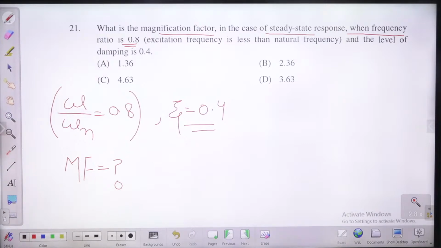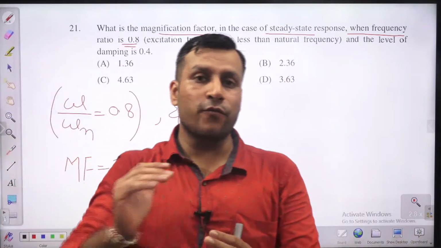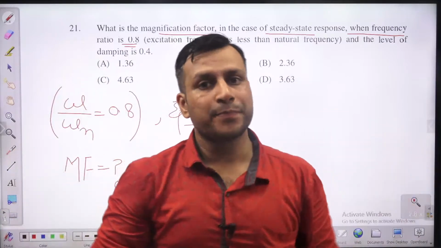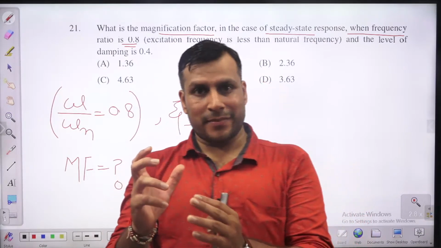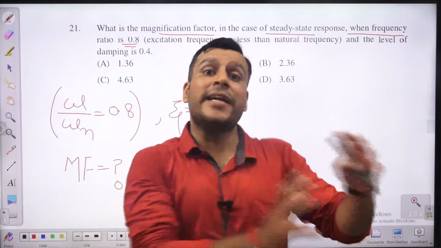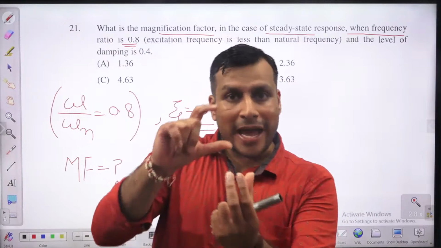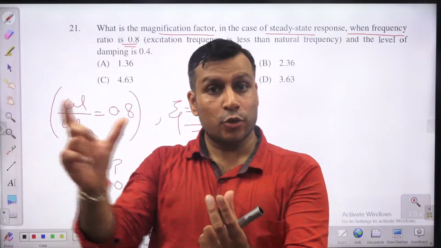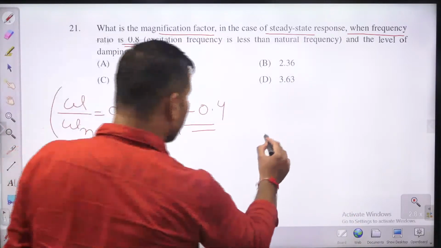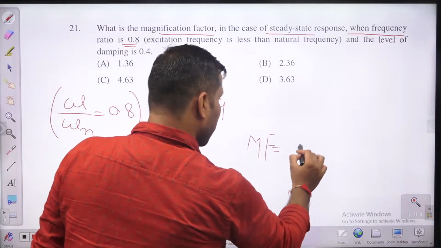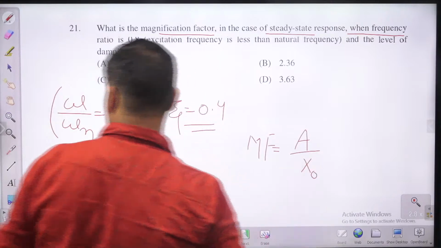Guys, what is magnification factor? Two terms are very important: transmissibility and magnification factor. Transmissibility is the ratio of the force transmitted to the foundation to the applied force. Magnification factor is the ratio of the steady state amplitude of the vibration to the static deflection. You know, guys, if there is a load applied, there must be some static deflection in the shaft. So the ratio of the amplitude of the steady state response to the static deflection is known as the magnification factor.